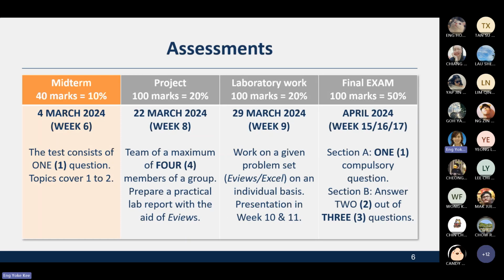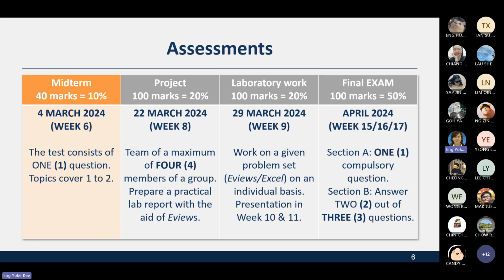As mentioned, all this is examined through the assessments. The way we design the assessments focuses on examining whether students can achieve CLO1 to CLO4 or not. Firstly is the midterm test. We will tentatively schedule it in week 6 during the lecture hour. So I will see you in week 6, during lecture class. The test consists of one question and covers topics 1 and 2.